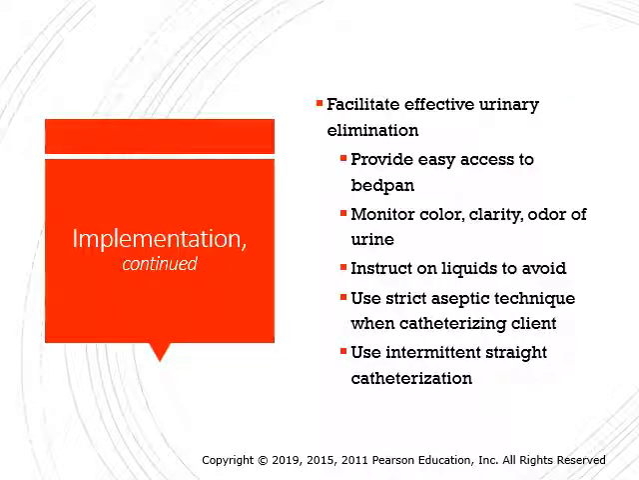Interventions for nurses, we need to facilitate effective urinary elimination. So we need to provide easy access to a bedpan. There are patients who can place themselves on a bedpan, but if that's not the case, we need to make sure that they have their call bell within reach so they can let us know when they do need to use the bedpan. We need to monitor the color, clarity, and the odor of the urine. We need to instruct on the liquids to avoid. So in the hospital, probably that would not be alcohol, but it would be caffeine and citrus juices. And then if they are alcohol users at home, that would be something that they do need to avoid.